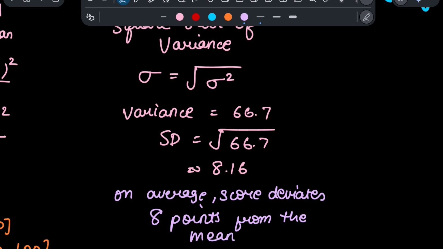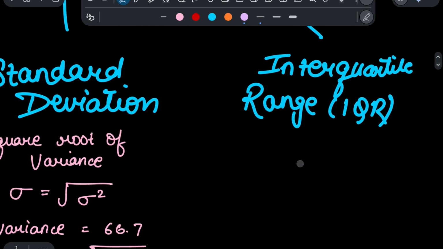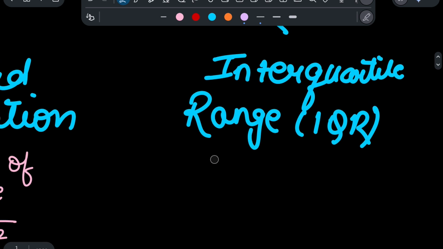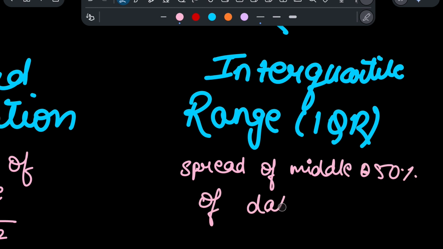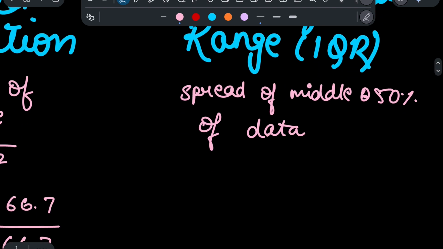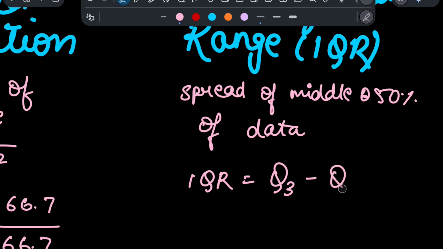Okay, so the standard deviation brings the dispersion back to the same units as the data, making it easier to interpret. Now talking about the interquartile range: it is nothing but the spread of the middle 50% of the data. By the formula we can write it as IQR equals Q3 minus Q1.